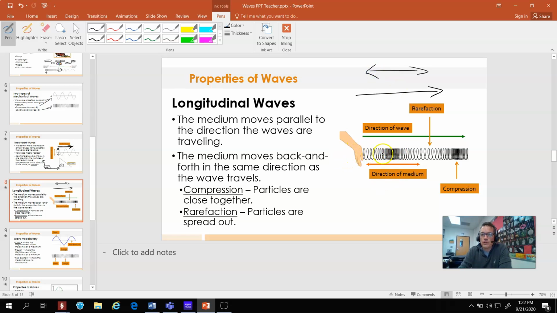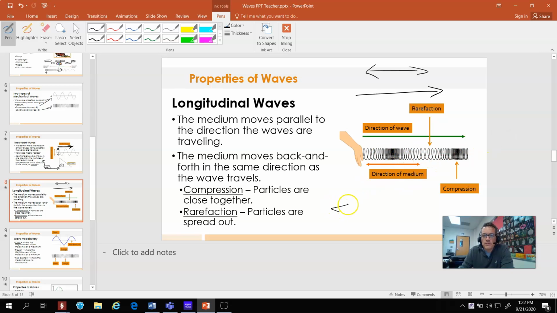And this could be illustrated like in a slinky or a spring, or if we had a bunch of billiard balls on a pool table and we hit them, the energy would move across, and it would be those billiard balls that were actually being the medium in that case, and they would be moving in the same direction. So the billiard balls wouldn't move up and down on the table to cause the energy to move across. They move in the same direction with it.